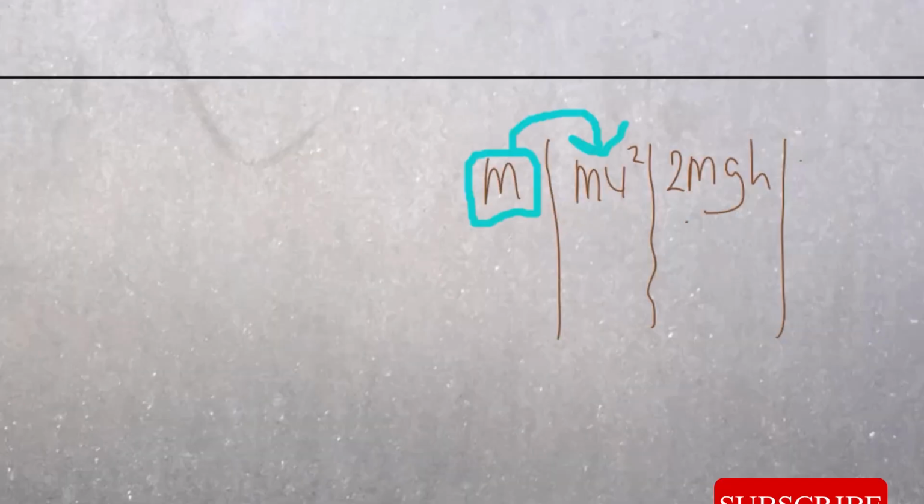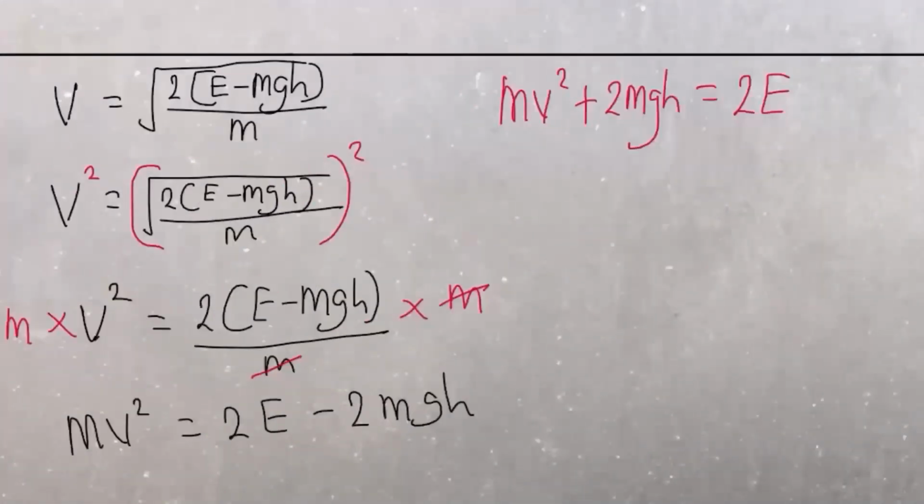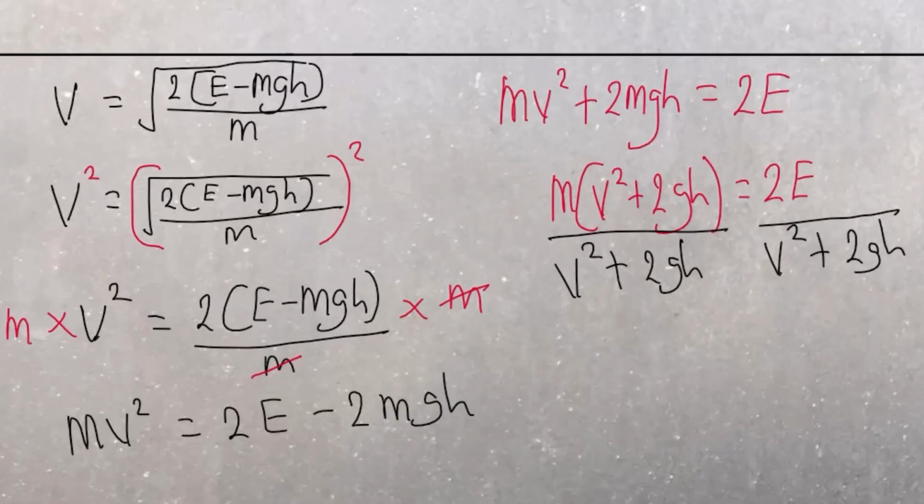m in mv squared leaves v squared, and m in 2mgh leaves 2gh. So we have m open and close bracket v squared plus 2gh. And let's put it here. The next thing to do is to do away with this expression by dividing both sides by it. v squared plus 2gh will cancel v squared plus 2gh. Then we have this as our final answer.